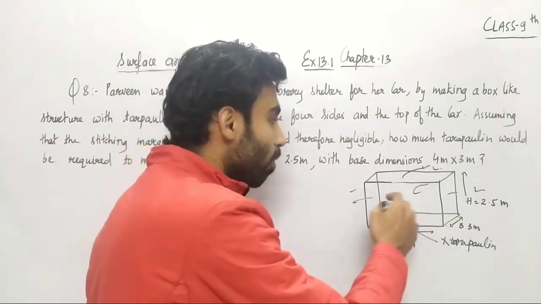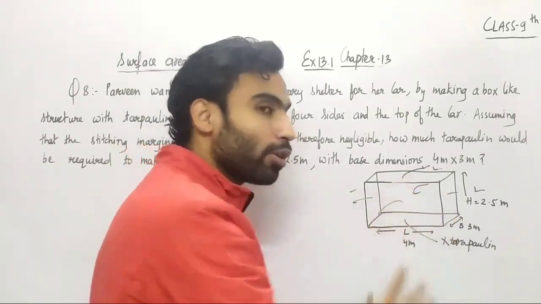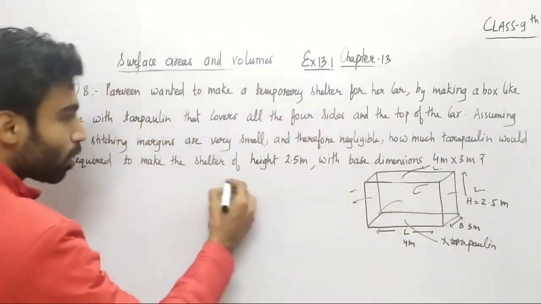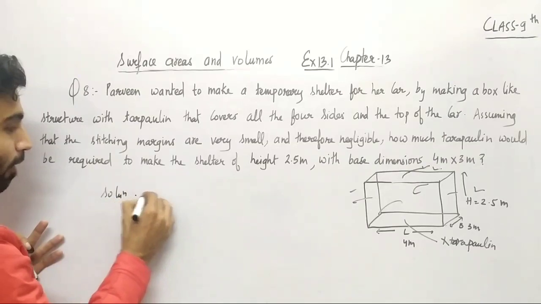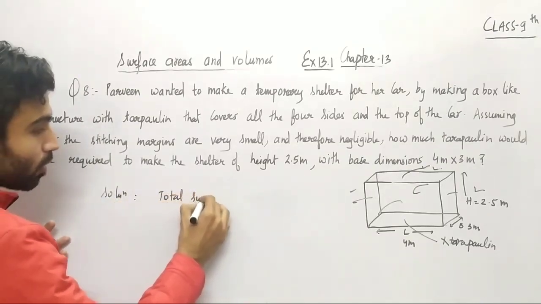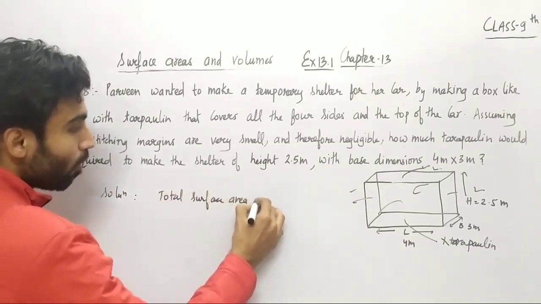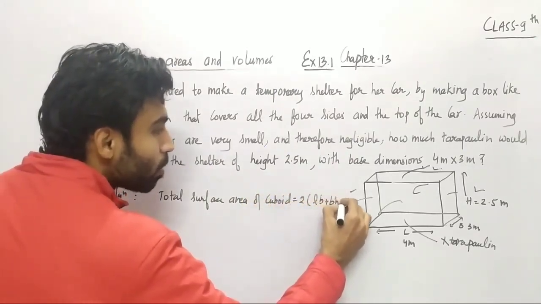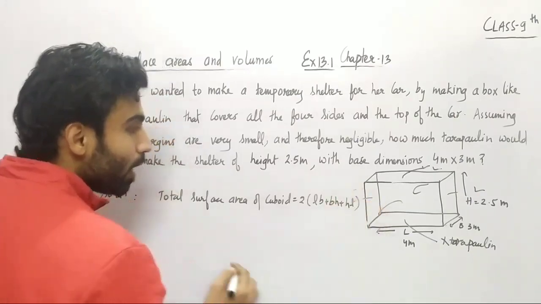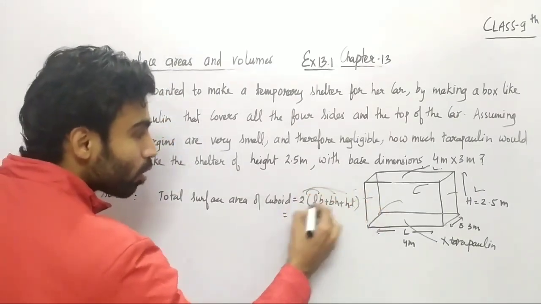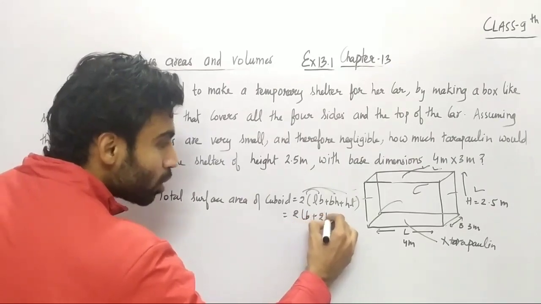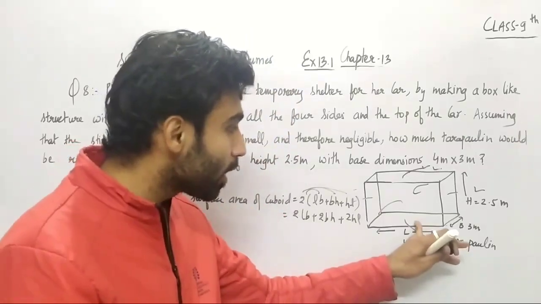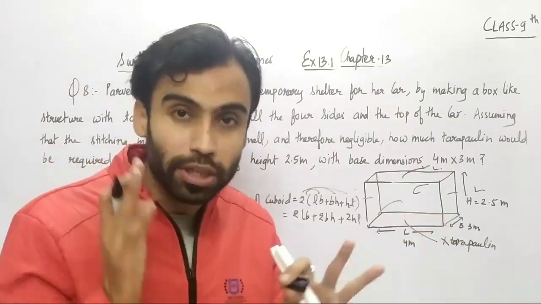So we can now calculate the area of the 4 sides and the top, right? If you talk about the total surface area of a cuboid, what was the total surface area of a cuboid? We know that the total surface area of a cuboid is 2(lb plus bh plus hl), right? If I solve this further, it is 2lb plus 2bh plus 2hl, right? So this is the formula for the total surface area.